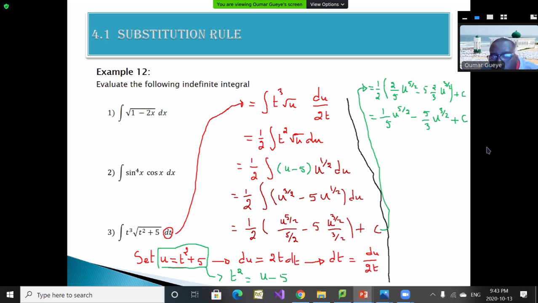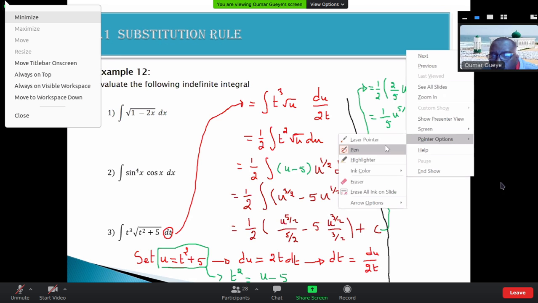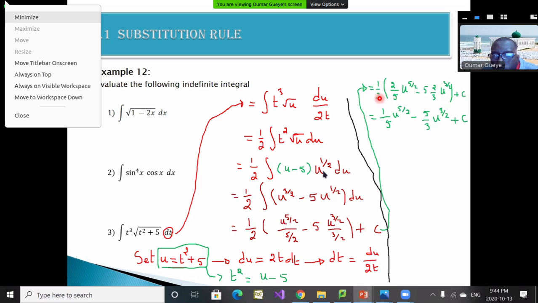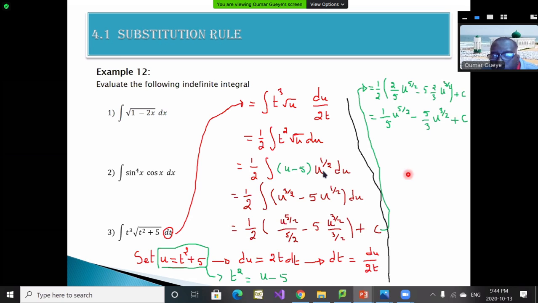No, 5, because I put this 1 over 2 inside the bracket. This 1 over 2 at the front of the bracket, the first green line. You see, at the front, you have 1 over 2. When you put it inside the bracket, you will get here 10 over 2. It becomes 5 over 3. So these 2 here, just gonna take the pointer. You see, these 2, when you put it inside, they cancel out. It becomes 5 over 3. You getting me?